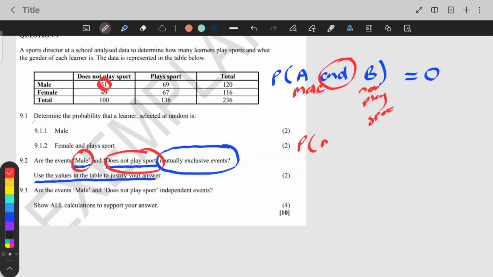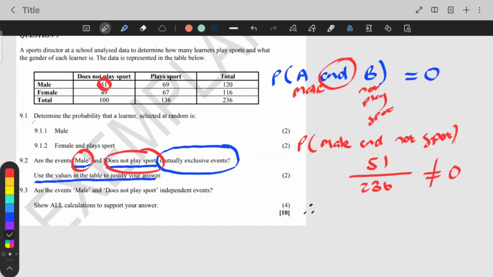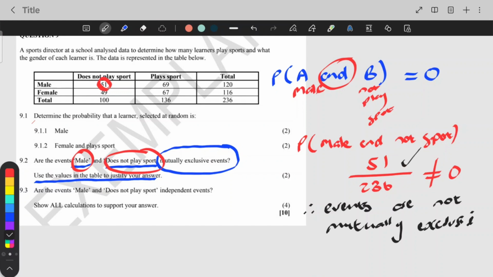So the probability of being male and not playing sport is 51 over the total number of learners. And this is definitely not equal to 0. So because it's not equal to 0, we can say therefore the events are not mutually exclusive. And that's how you would do that question, and that is for 2 marks. If you write that as a decimal, it is 0.22.